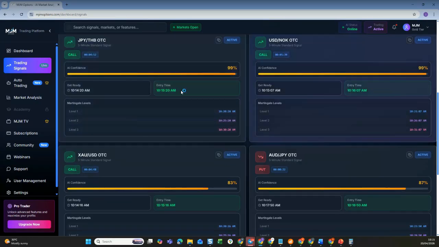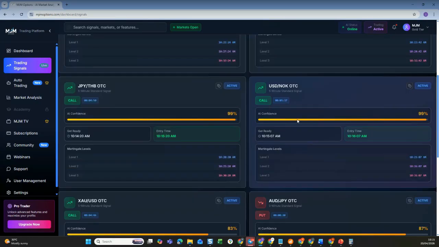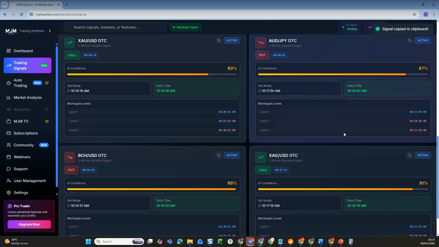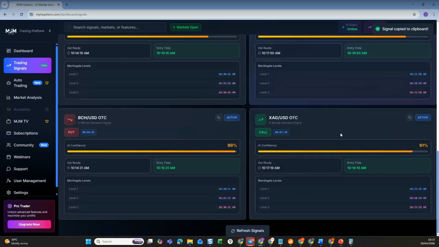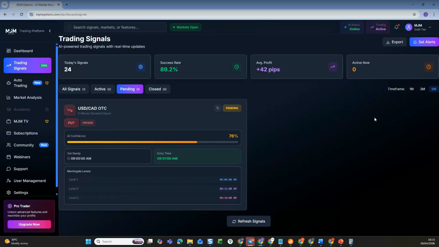Now, what am I looking for again? I'm looking for this timer. This timer must be above 5 minutes, since I'm trading the 5 minute standard signal. As long as it's above 5 minutes, I can copy the signal, paste it, then execute it. Now look at this one also, we have 91. Time must be above 5 minutes. So I can copy that also, paste it, and get ready to take it. That's basically how it is.